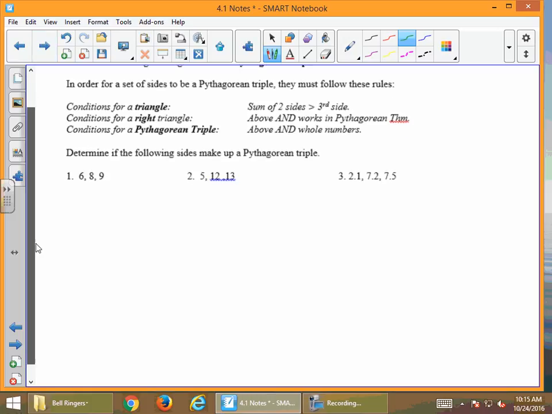So let's determine if these sides are Pythagorean triples. These are whole numbers, all that stuff right there. Well, first, is this a triangle? Take the two small sides, add them together. What are the two small sides? 6 and 8. What's 6 plus 8?